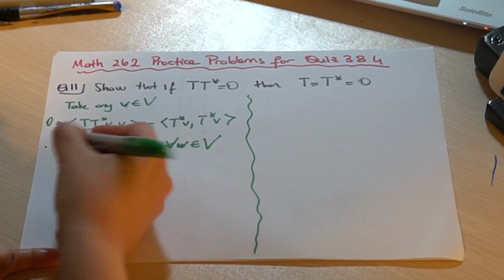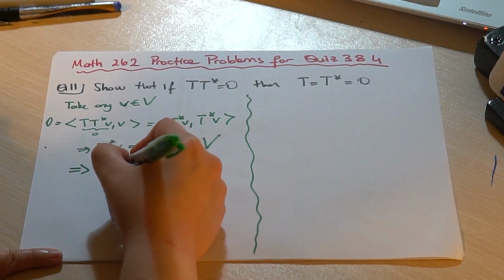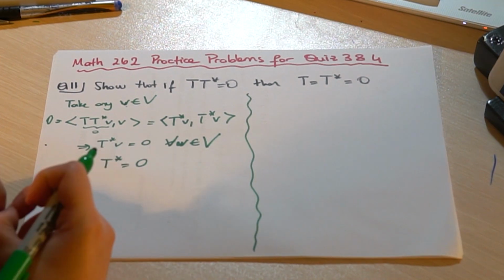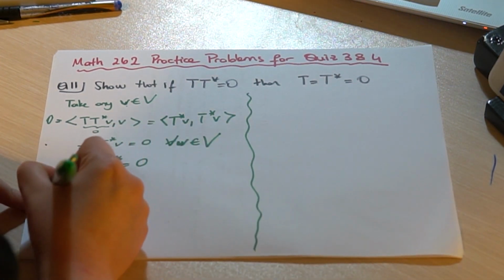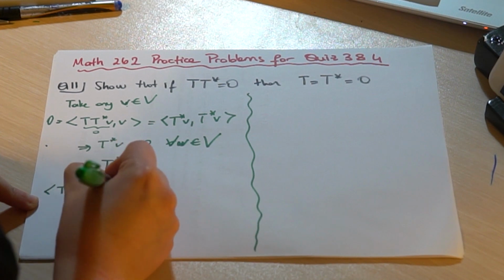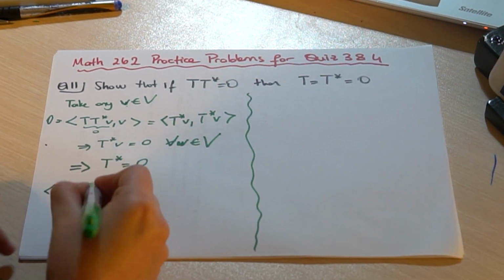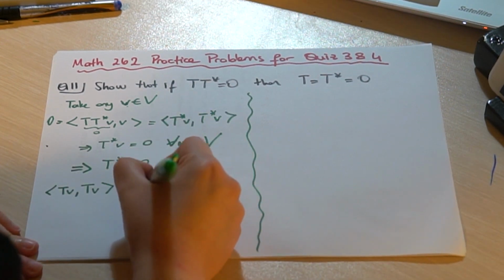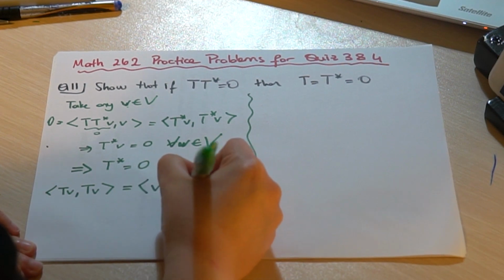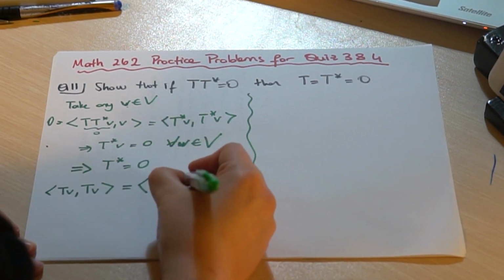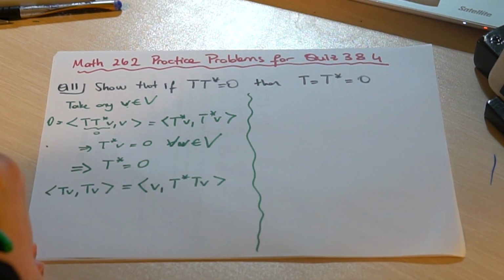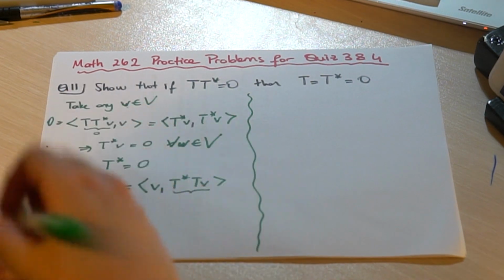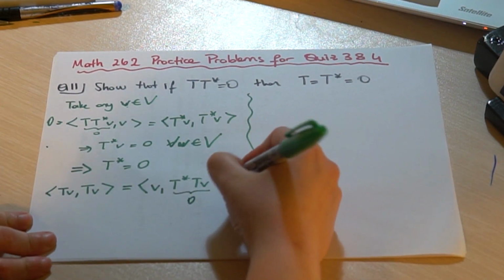So we have T adjoint is equal to 0. Now we need to show that T is equal to 0. Let's look at ⟨Tv, Tv⟩. Now, if I take T adjoint here, we have ⟨v, T adjoint T v⟩. Now, we know that this operator is equal to 0. So this is T adjoint of T of v, which is equal to 0.